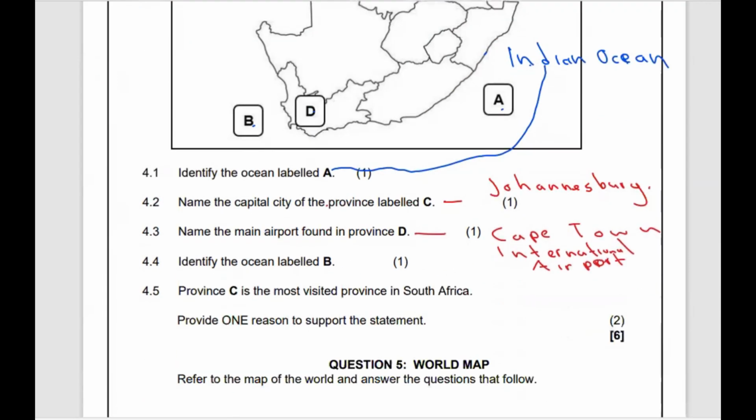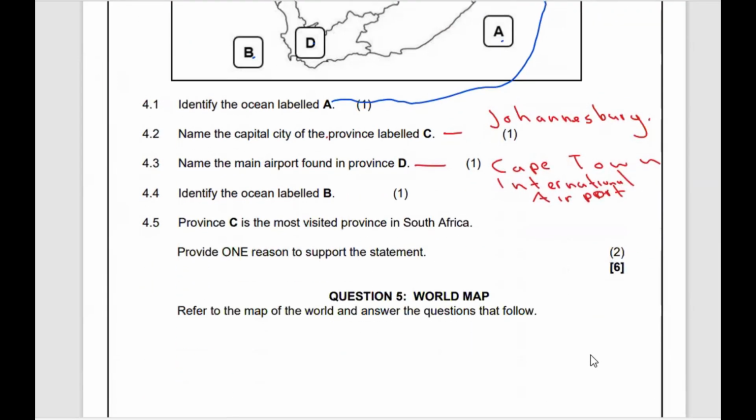Then the next question, 4.4, identify the ocean labeled B. So the ocean which is labeled B is known as the Atlantic Ocean. The Atlantic Ocean is found on South Africa's western coast, on the western coast of the country.